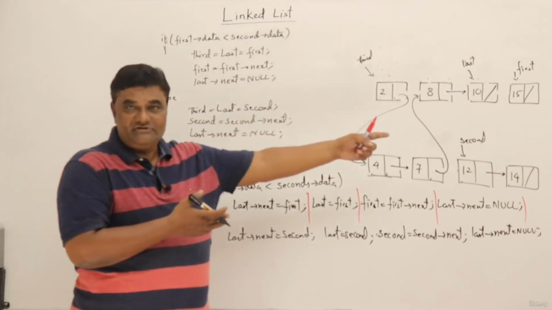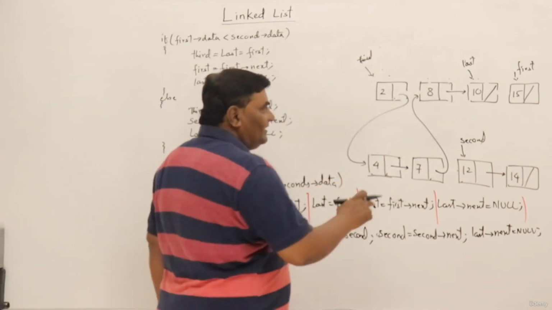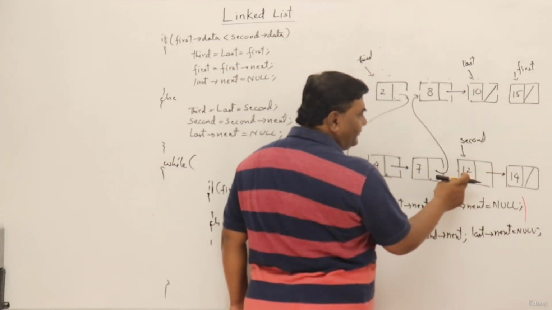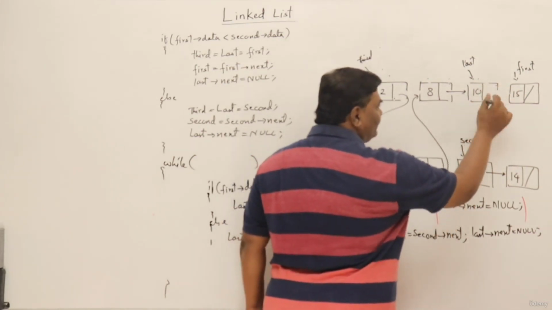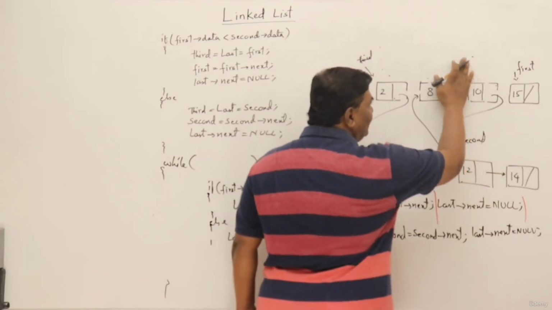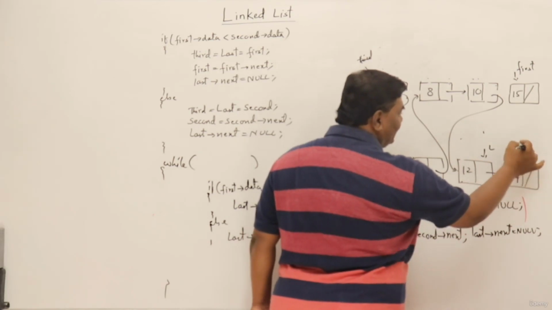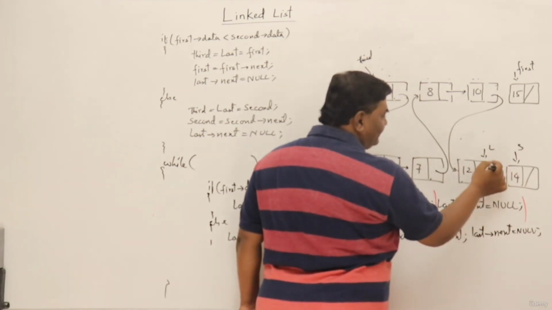So let me continue for some more time and see. Next, compare the data. This one is smaller. 12 is smaller. So last next should be pointing on this one, and last should come here, and second should move on this one. I'll just write S, and last next should be null.